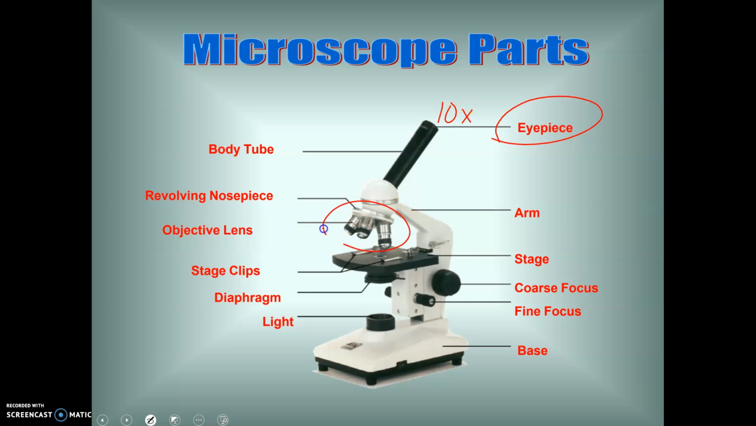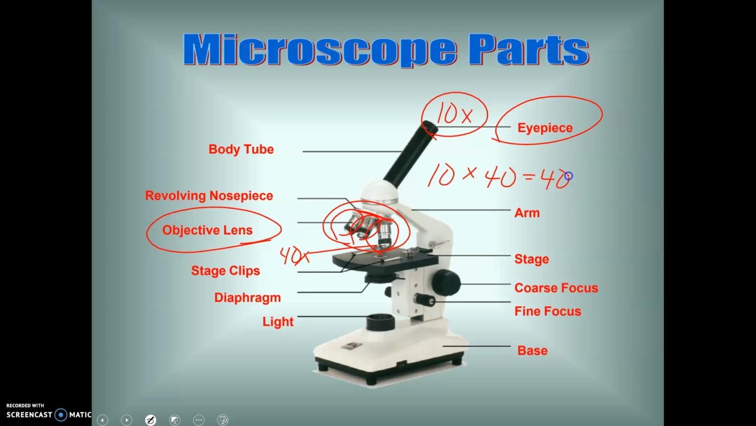Now down here, these are objective lenses, and you actually turn this nose piece, and you can use these different objective lenses, which we'll talk about their magnifications in a minute. So your total magnification is actually going to be 10 times for your eyepiece times whatever objective lens you're using. So for example, if I'm using the 40x objective lens, 10 times 40, I'm actually getting a total magnification of 400 times. And this is also why it's called a compound microscope, because it has two lenses, an eyepiece and then an objective lens. So there's two magnifiers there.